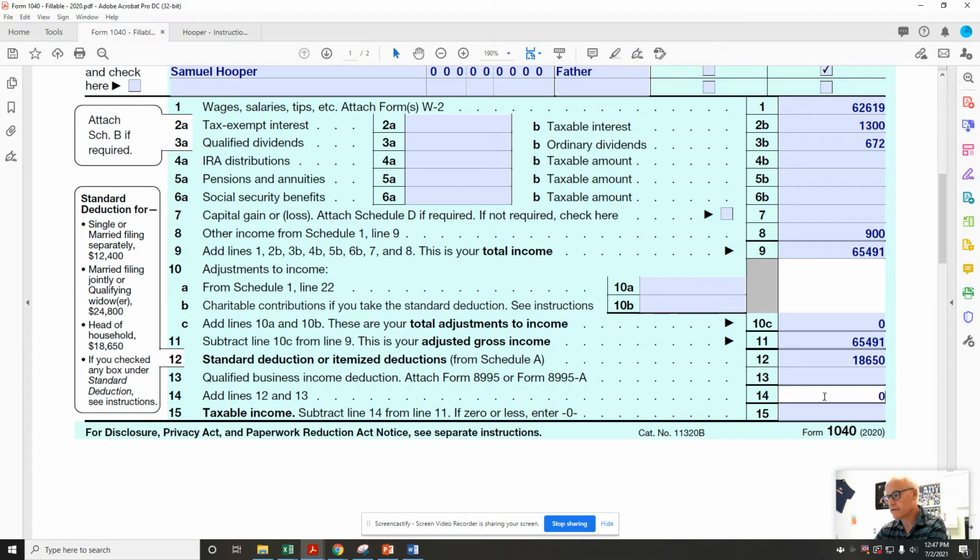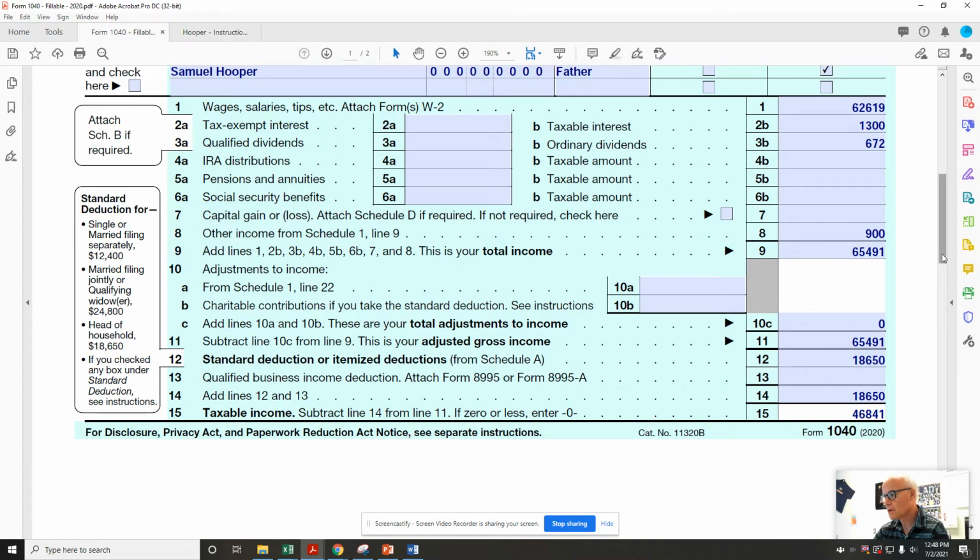12 and 13 is 0. Actually, wait a second. No, it's not 0. It's 18,650. That's what that comes out to. And his taxable income, if you take 65,491, subtract 18,650, we've got 46,841.